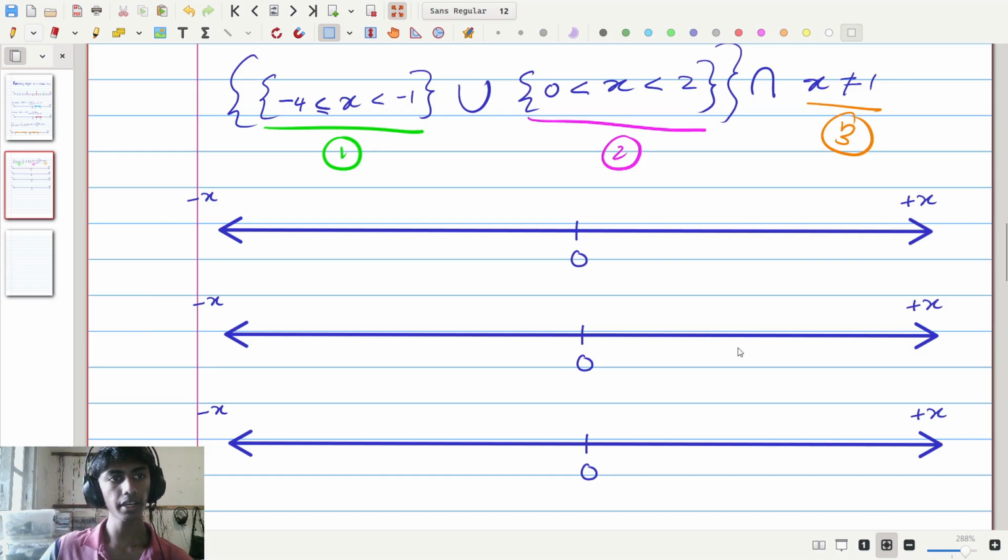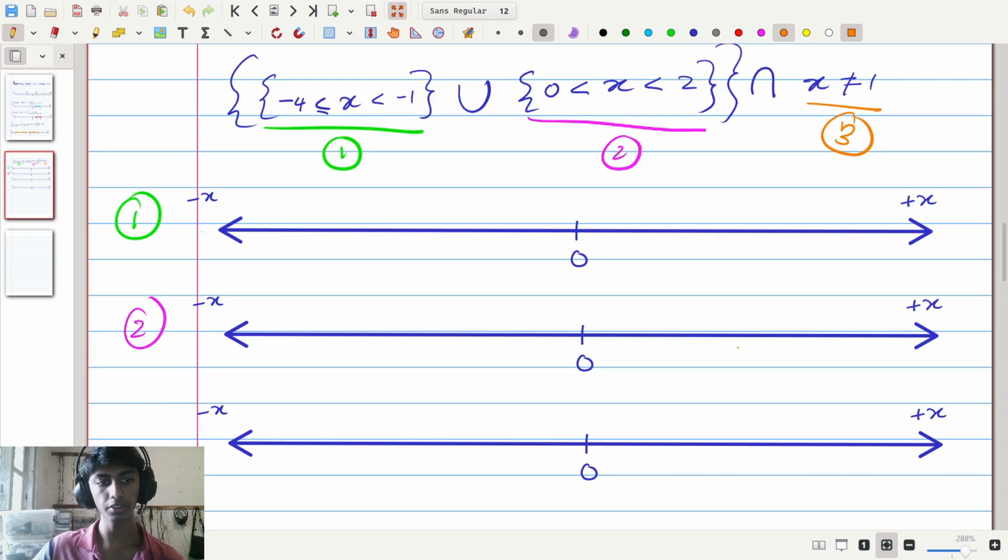We'll call the first number line the representation of the set 1. So here we'll have 1. The second number line will represent set 2, and the third number line will represent set 3. And then we can do the union and intersect operators on each of these to try and figure out what the overall final expression should be.